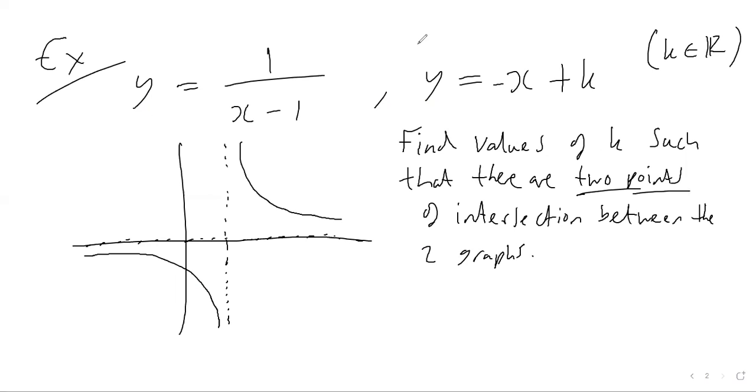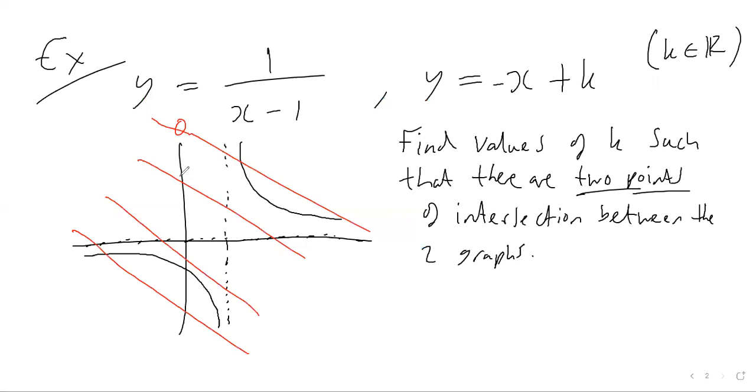So y equals minus x plus k is going to have a negative gradient, -1 gradient. So it could be something like this, something like this, something like this. We want to determine the k values, so the range of y-intercept values, such that we get 2 points of intersection, basically, so 2 solutions. That's the key with this question here. So let's go ahead and do that.